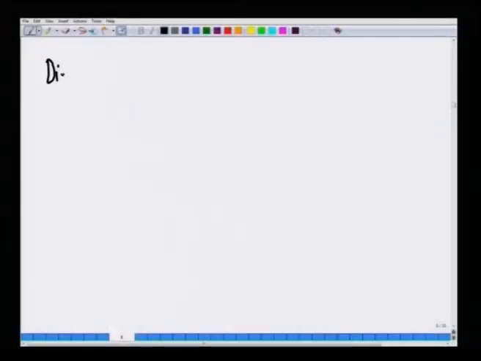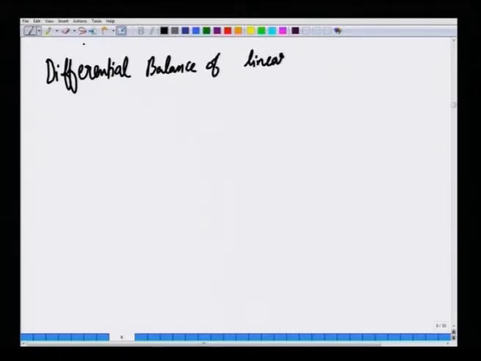Today we are going to focus on the differential balance of momentum. Specifically, we are going to look at linear momentum. The starting point for deriving the differential balance is the integral balance that we derived for a control volume, and we apply it to a control volume of infinitesimal size, that is, in the limit as the control volume shrinks to a point.